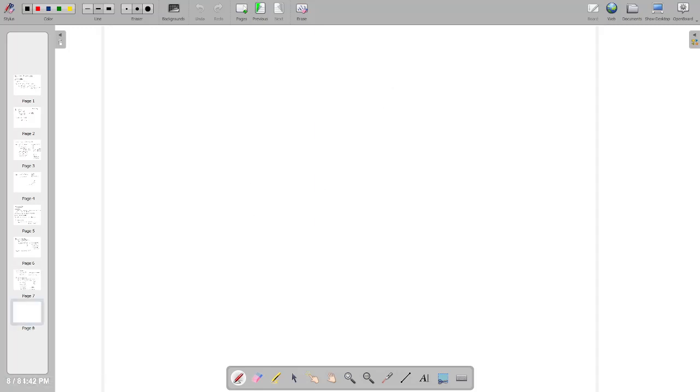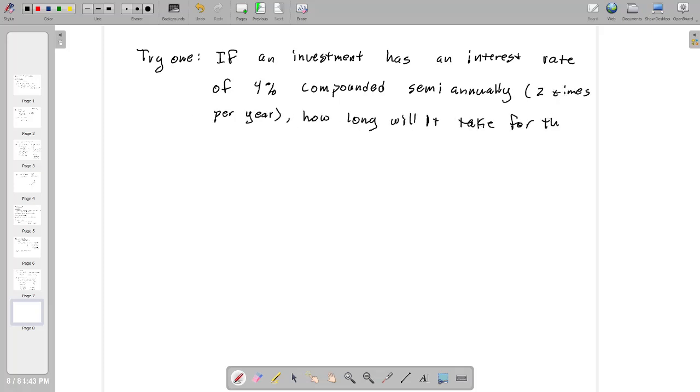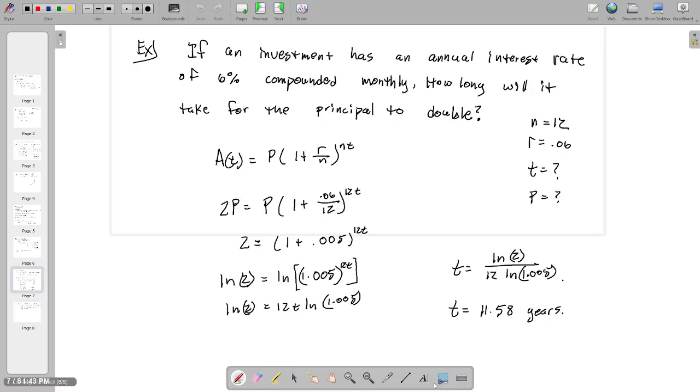I want you to try one now. If an investment has an interest rate of 4% compounded semi-annually, which is 2 times per year, how long will it take for the principal to triple? Now this is exactly like the last problem, except instead of looking for when the principal will double, we're looking for when the principal will triple.